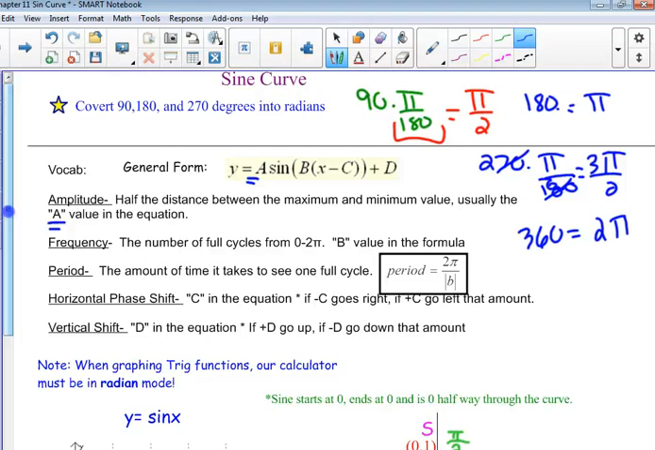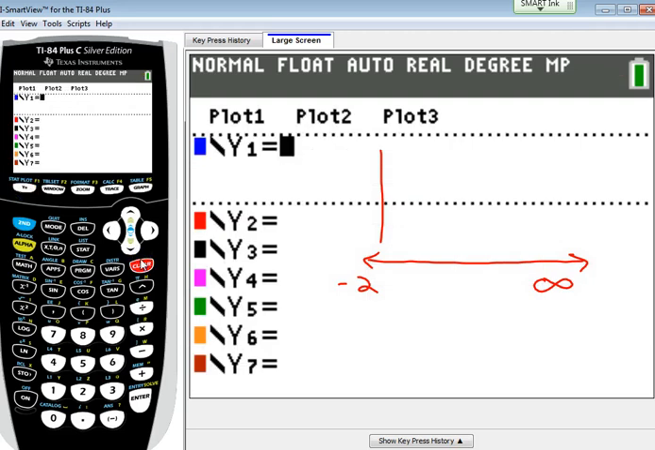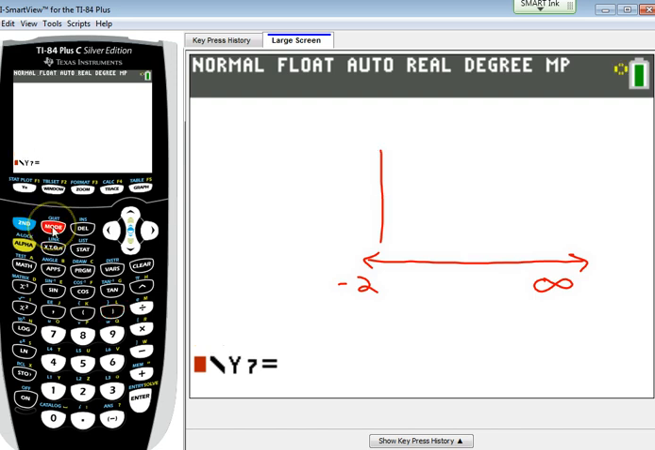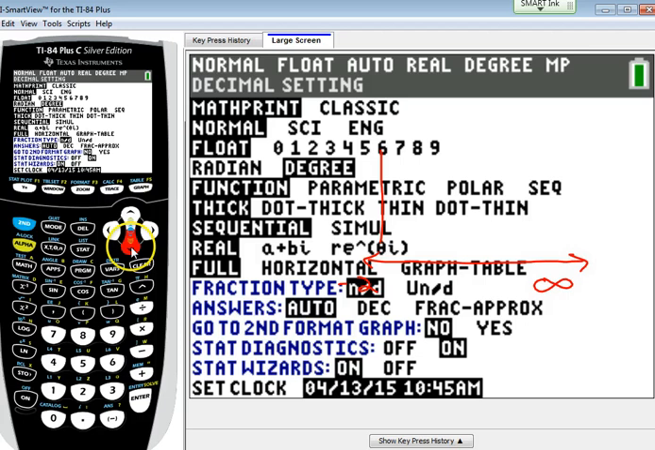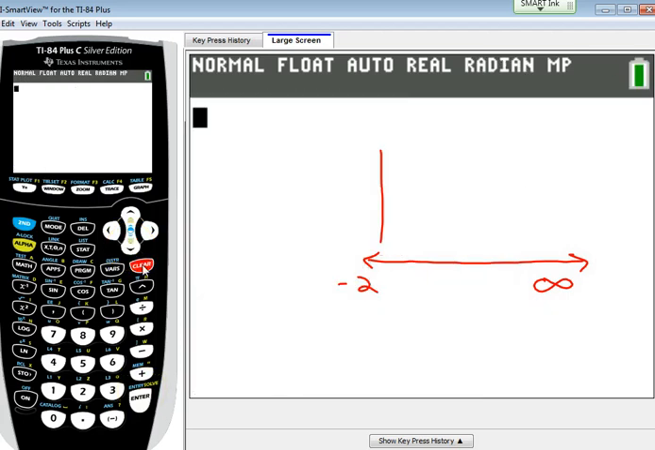What the amplitude tells us is going to be the distance between. Let me show you a picture of what a sine graph looks like, so you can get an idea. You don't have to do this yet. Let me just do sine x. This is actually going to be the only time you're ever going to be in radian mode, ever.